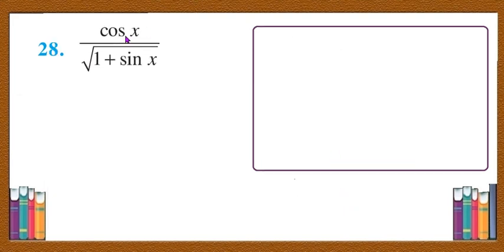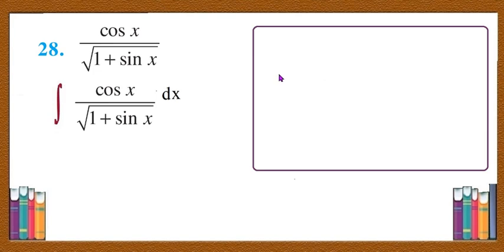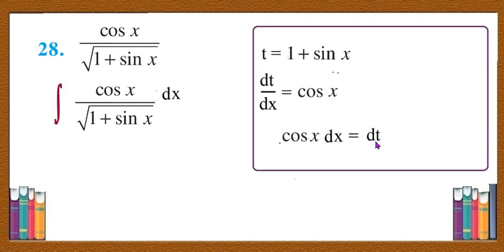Next question, you have to evaluate the integral of cos x divided by root of 1 plus sin x dx. And you can observe the derivative of 1 plus sin x is cos x, and it is of the form 1 by root of f of x into f dash of x. That's why the substitution is t is equal to 1 plus sin x. And what is dt by dx? Derivative of sin x is cos x. Derivative of 1 is 0 here. Therefore, cos x into dx is equal to dt.